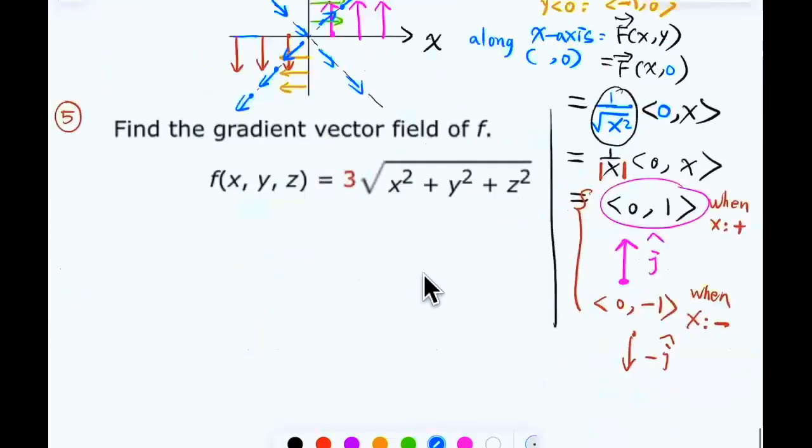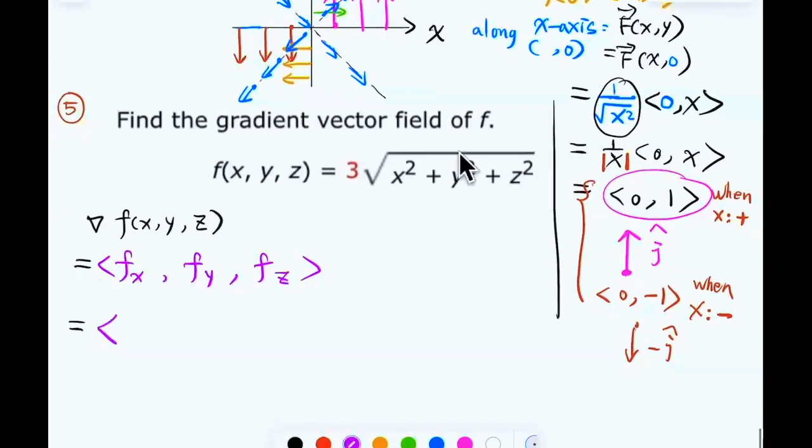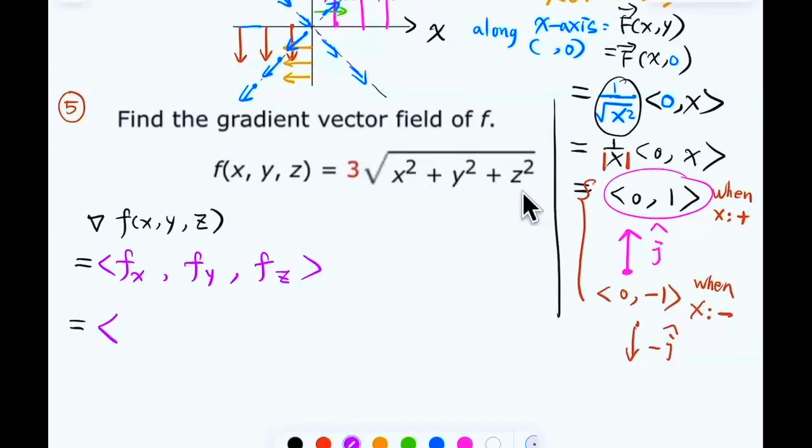Can you find the gradient vector field of this f? How do you find the gradient vector field of a small f? You take the partial derivatives. You guys try it first. So the first component, take the partial derivative with respect to x. What's the partial derivative of this function with respect to x? Remember, you think of x as the only variable, and hold y and d as constants. So you get 3x over the square root of x squared plus y squared plus d squared, right?